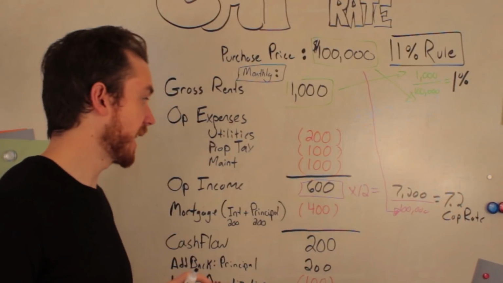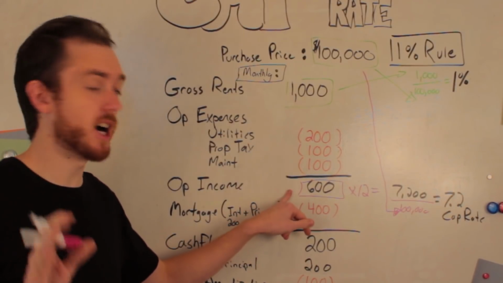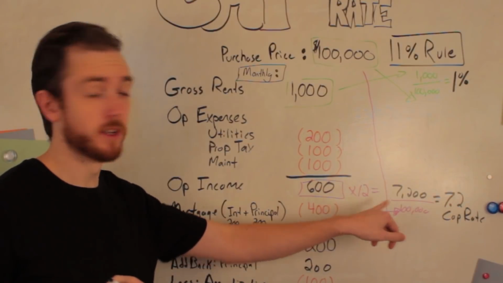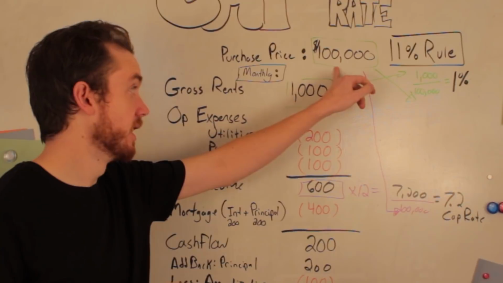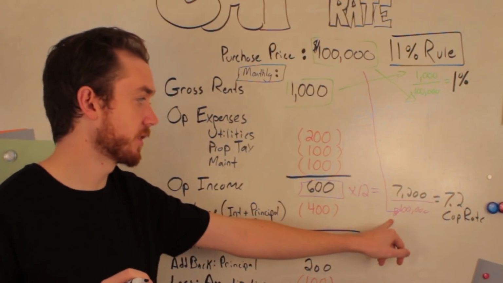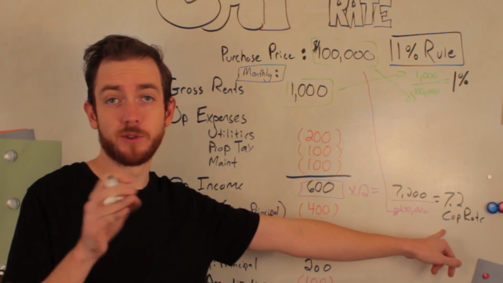So in order to determine the cap rate, we take our $600 a month operating income, times it by 12 to get our yearly operating income, which is $7,200, divided by our purchase price of $100,000, and that gives us a 7.2 cap rate.